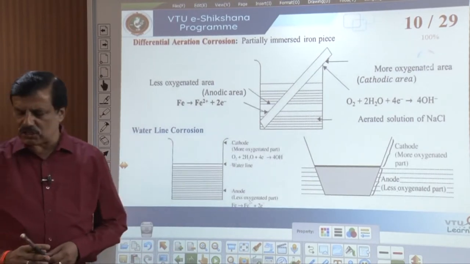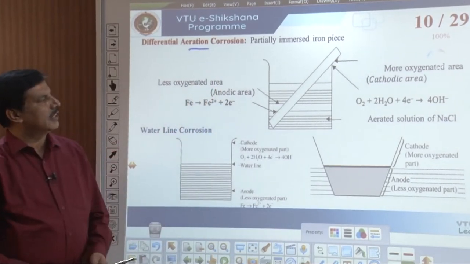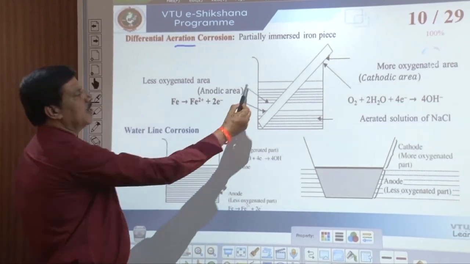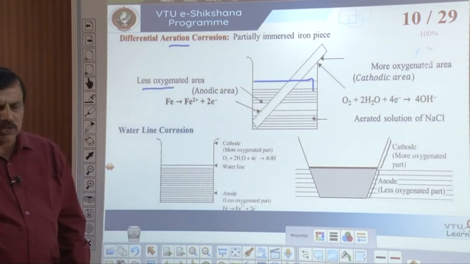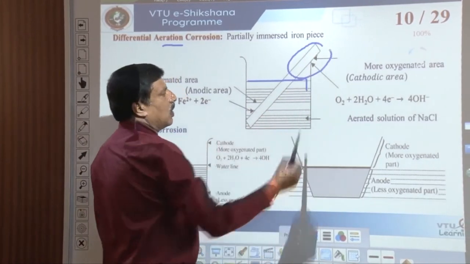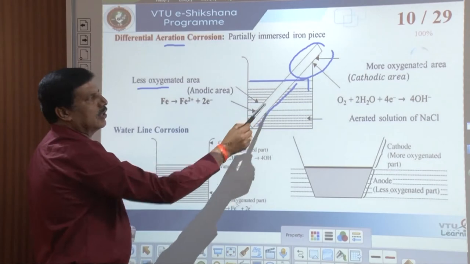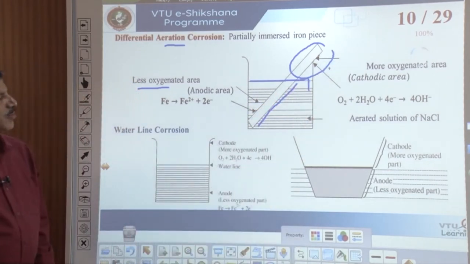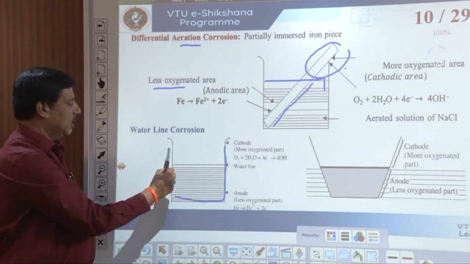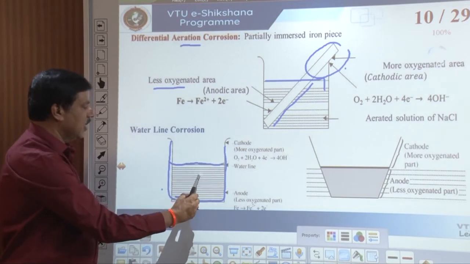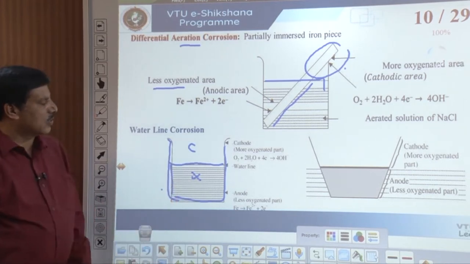Next, differential aeration corrosion, by taking an example with oxygen. When a metal is submerged below the water level, that is a less oxygenated area, whereas the other part is a more oxygenated area. So the submerged part behaves as anode and the other portion behaves as cathode, so corrosion takes place there. Even in waterline corrosion, if we take a metallic container filled with water, the part below the waterline is less oxygenated and corrosion takes place there. This acts as anode and the other portion acts as cathode, so corrosion takes place at the anode.